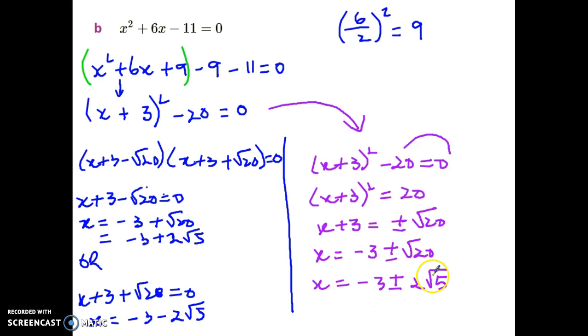Same answer, minus 3 plus 2 root 5, which is here. Minus 3 minus 2 root 5 is over here. Same solutions, two different methods, totally up to you as to which method you want to do.